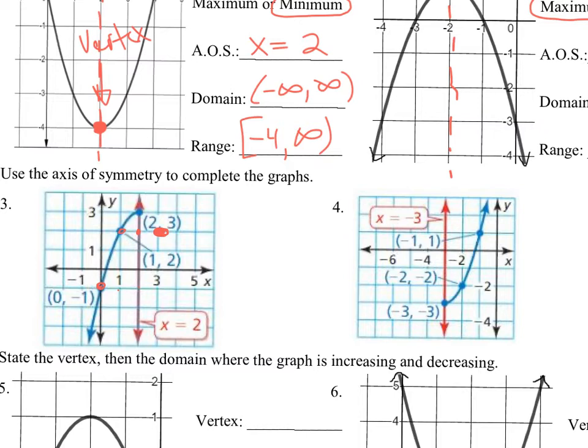If I go 2 to the right, 1, 2, I have perfect symmetry, okay? And I have the other part of my graph. And that's the whole point of the axis of symmetry, is that it is supposed to be mimicked on the other side. Same thing for number 4.